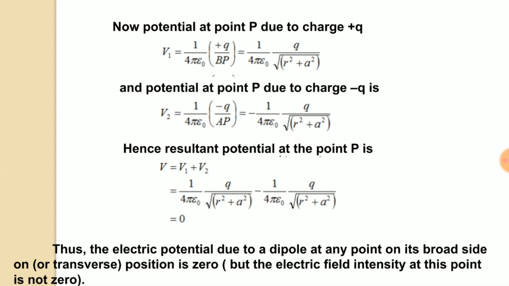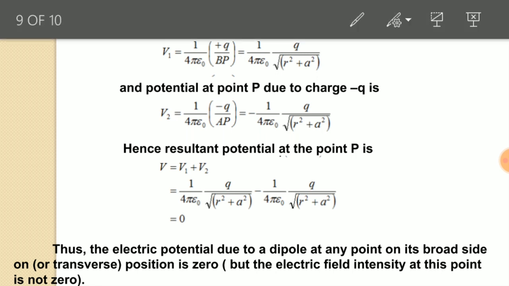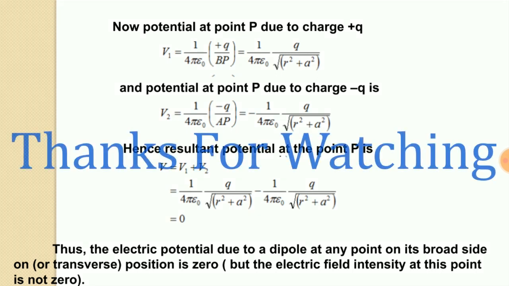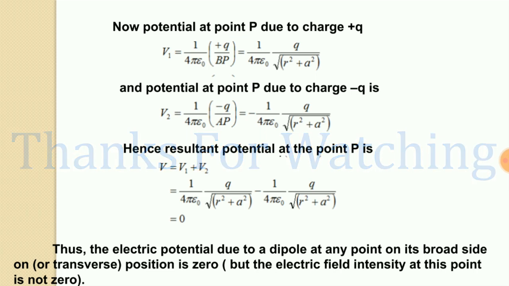Hence the resultant potential at the point P is V equal to V1 plus V2. So V is equal to 1 upon 4 pi epsilon naught Q upon under root r square plus a square minus 1 upon 4 pi epsilon naught Q upon under root r square plus a square. And the result is 0. Thus, the electric potential due to a dipole at any position on its broadside or transverse position is 0, but the electric field intensity at this point is not 0.